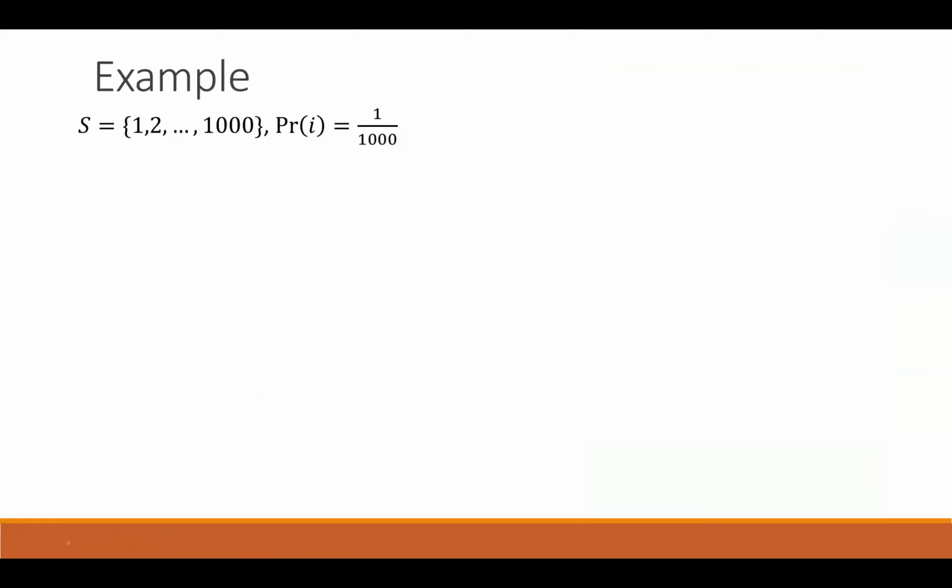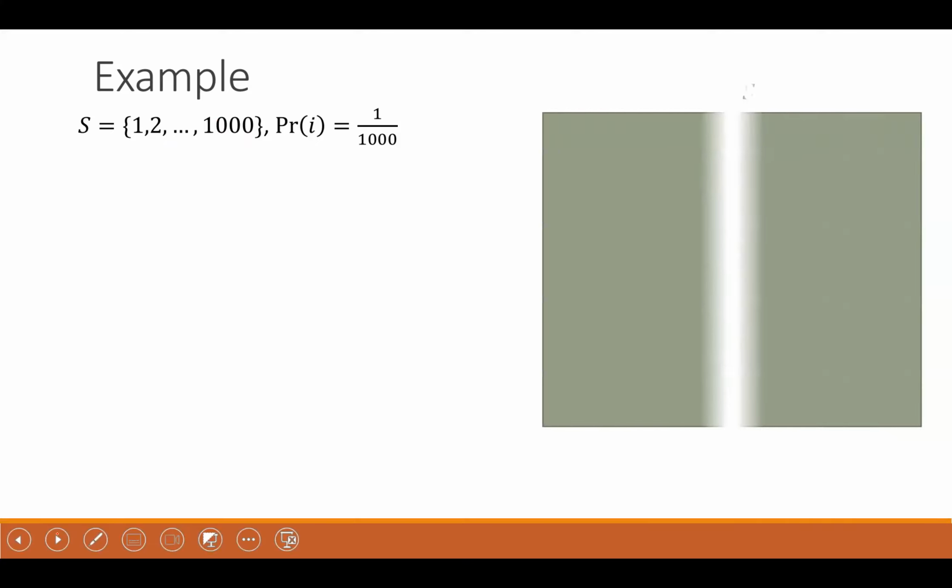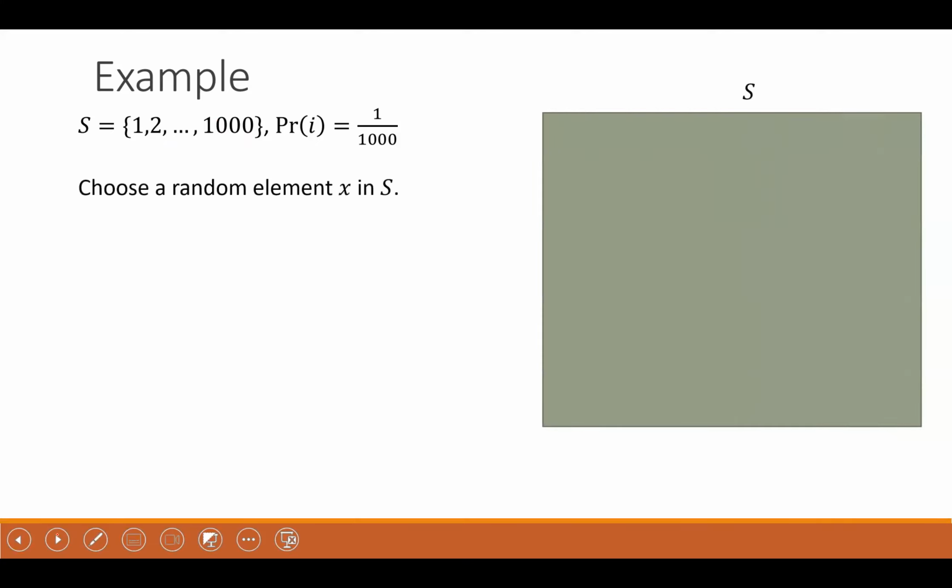Okay, so as an example for some of these rules, let's say we have a set S. It consists of all of the numbers from 1 to 1,000. And we'll say that the probability of each possible outcome in S is 1 over 1,000. So they each have equal probability in this case. And so yeah, here's our set S. Now, our event is we're going to choose a random element X from S.